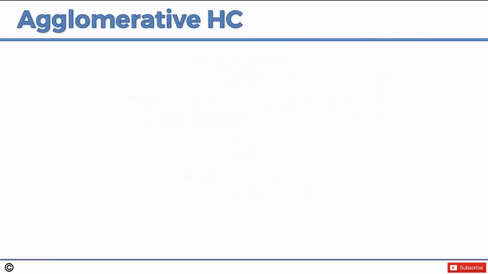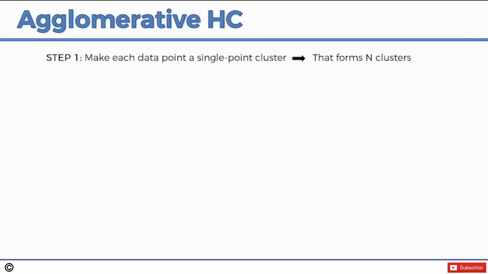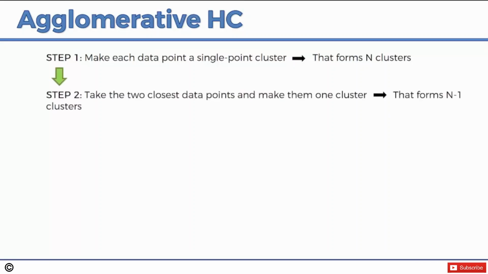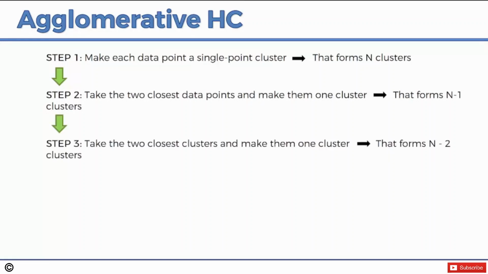All right, so how does agglomerative hierarchical clustering work? To start off, we're going to break it down into a step-by-step approach, and then we'll look at an example and manually perform the clustering. Step one in HC is to make each data point a single-point cluster, so that forms n clusters. If you have n data points, your first step is to look at each one of them as an individual cluster. Step two is to take the two closest data points and combine them into one cluster, and that forms n-1 clusters. Step three is to take the two closest clusters out of the ones you now have and make them one cluster. That forms n-2 clusters.